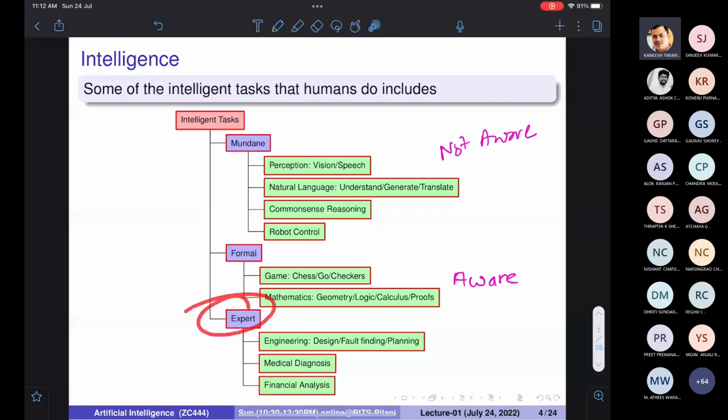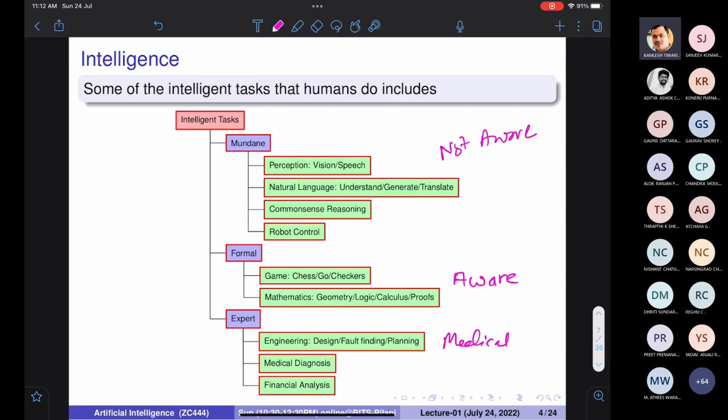The third set of tasks are the expert tasks. For expert tasks, you know that this is an intelligent task, but I would not do that. Only the person who is designated is going to do it. For example, a doctor. If it's a medical prescription, even if the computers are very good, they can only generate that it looks like this medicine is more suitable for the patient, but the doctor is going to tell.